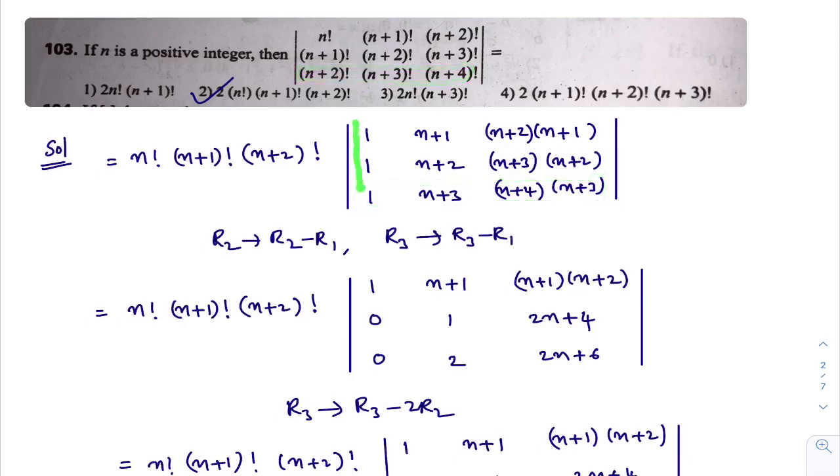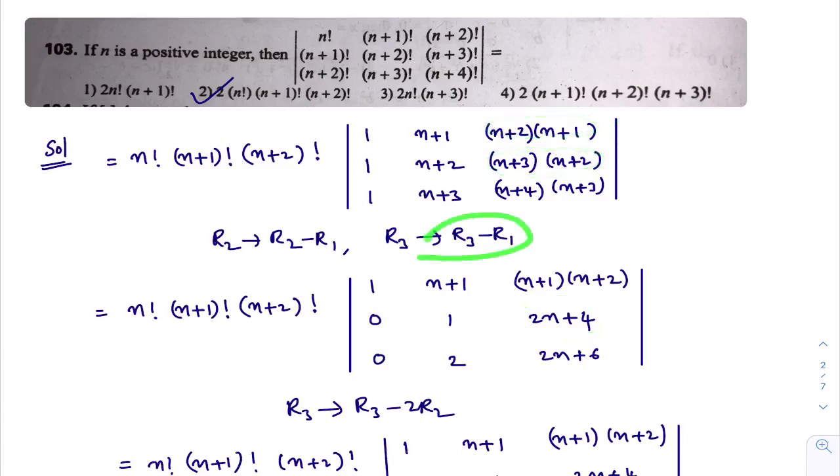Now you observe all the elements of the first column are 1. So what I'll do, I'll make this element 0, this element 0 by using this element. See, R2 changes as R2 minus R1, R3 changes as R3 minus R1. These things I have written as it is. When I apply this operation, R2 changes as R2 minus R1, the first row is as it is. 1 minus 1, that is 0. This element minus this element is 1. Now this element, a little bit of simplification you need to do here. This element minus this element is 2n plus 4.